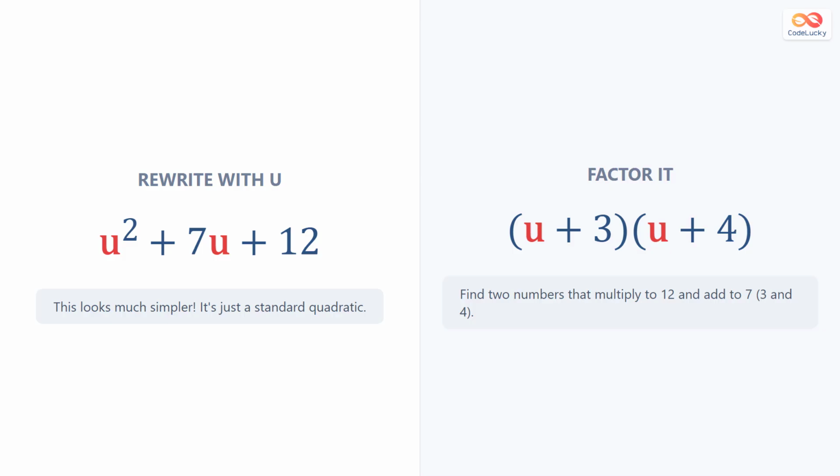We can factor this just like any other quadratic. We need 2 numbers that multiply to 12 and add to 7. Those numbers are 3 and 4, so it factors to U plus 3 times U plus 4.